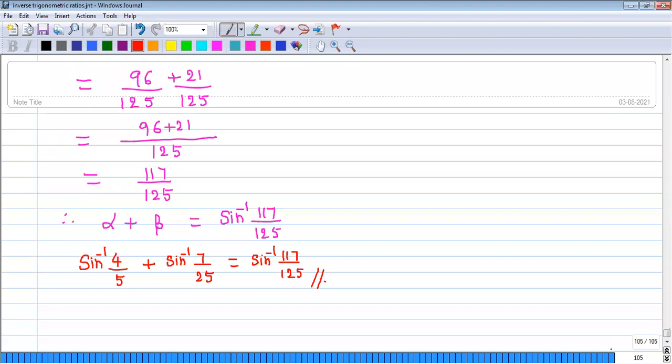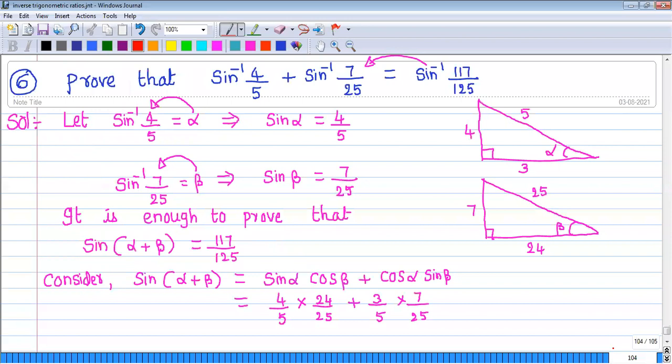Sir, once show before page. Completed. Wait, 1 minute. Is it visible now? Yes, sir. Thank you, sir.